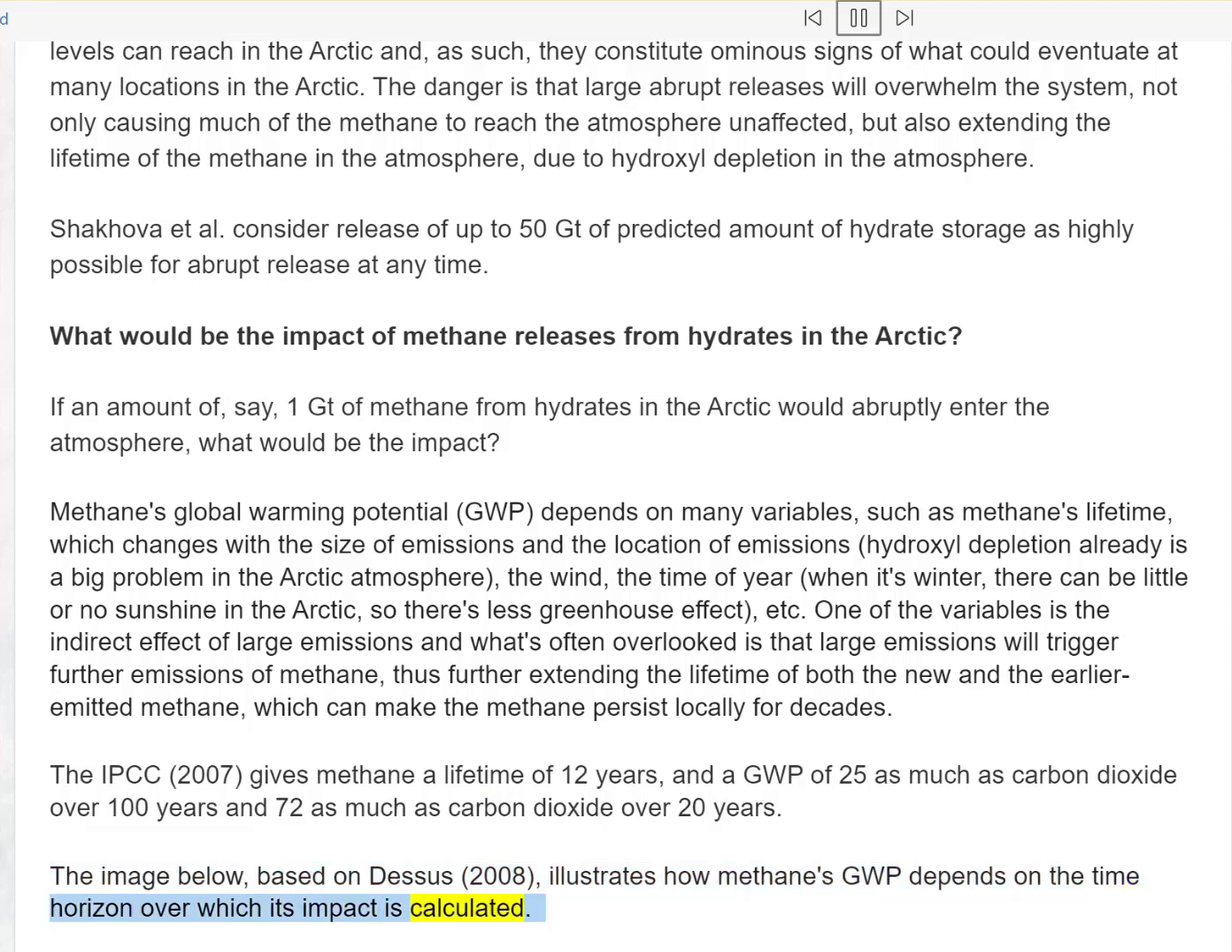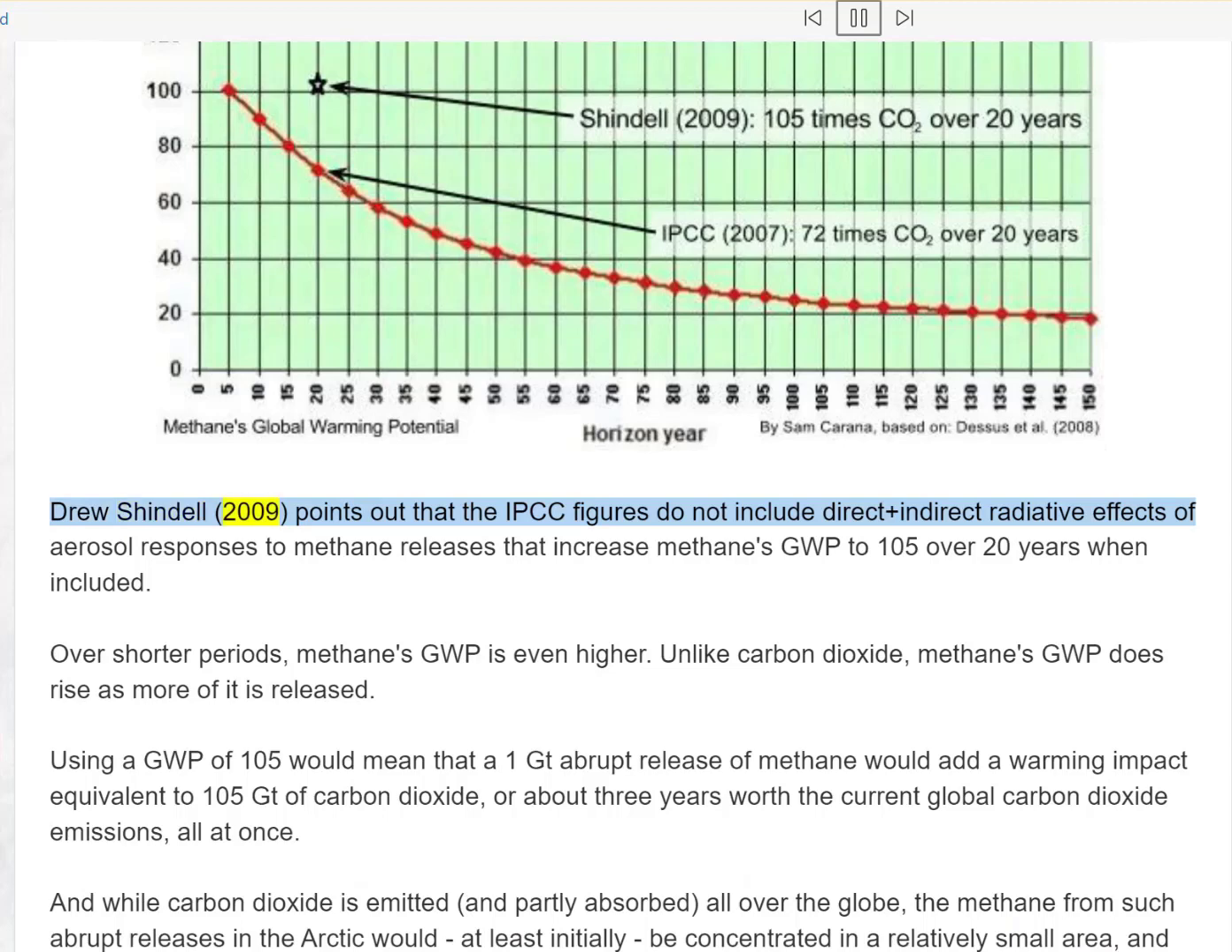Drew Schindel, 2009, points out that the IPCC figures do not include direct plus indirect radiative effects of aerosol responses to methane releases, which increase methane's GWP to 105 over 20 years when included. Over shorter periods, methane's GWP is even higher. Unlike carbon dioxide, methane's GWP does rise as more of it is released.